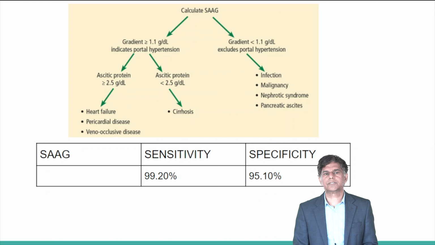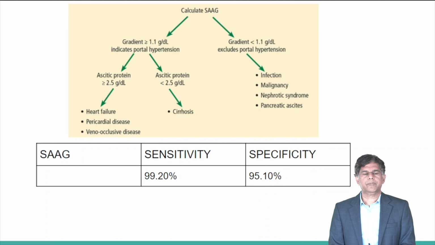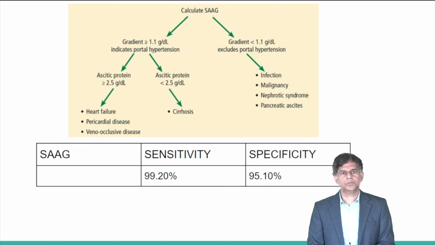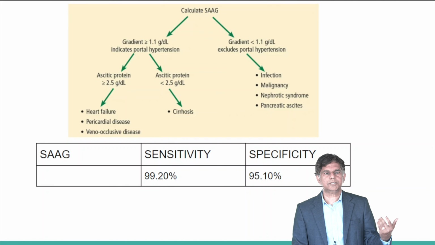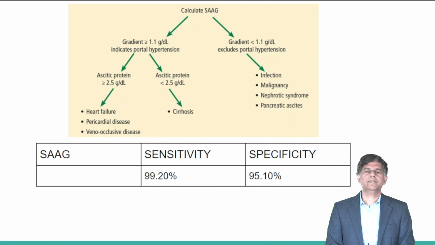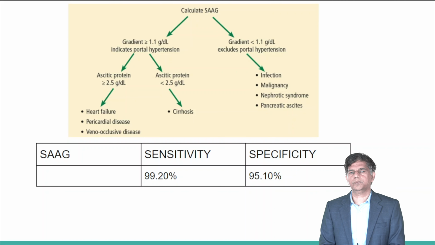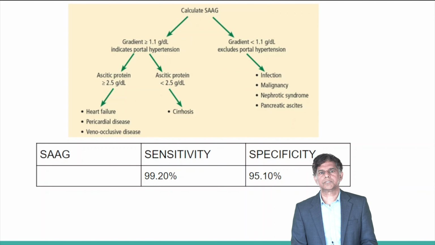So if the gradient is greater than 1.1 and the ascitic protein is greater than 2.5, then you have to think about heart failure, pericardial disease, and veno-occlusive disease, okay? If the ascitic protein is less than 2.5, mainly it's cirrhosis.